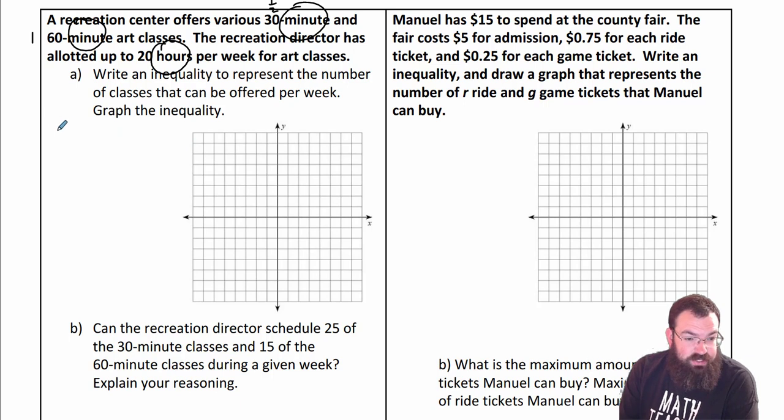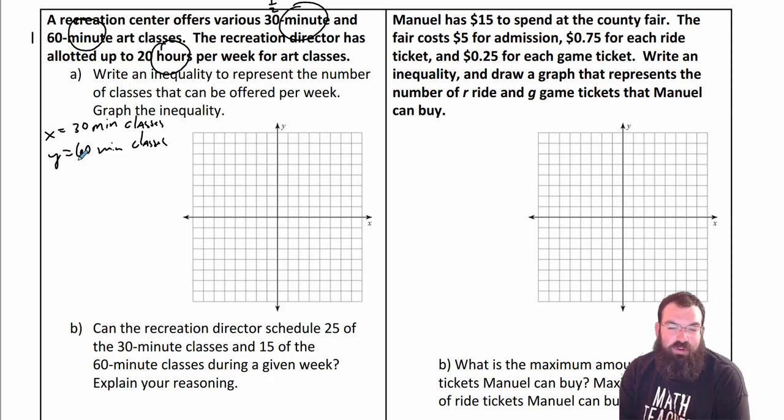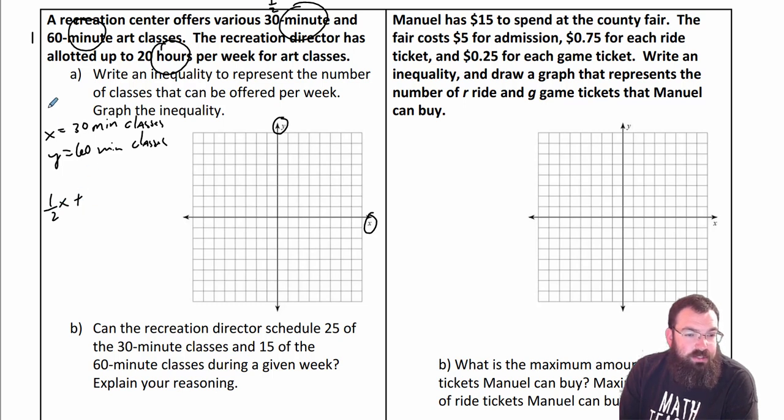I am going to say x is equal to the 30-minute classes. And then y is equal to the 60-minute classes. We have to do this and label them because we have two different things we're talking about. Okay, they're both not 30 minutes and they're both not 60, so I have to abbreviate them and label them as x and y. Or you can label them as, you know, t for 30 and then s for 60. That's fine. I don't care what variables you use, but we have x and y here, so I figured I'd use x and y.